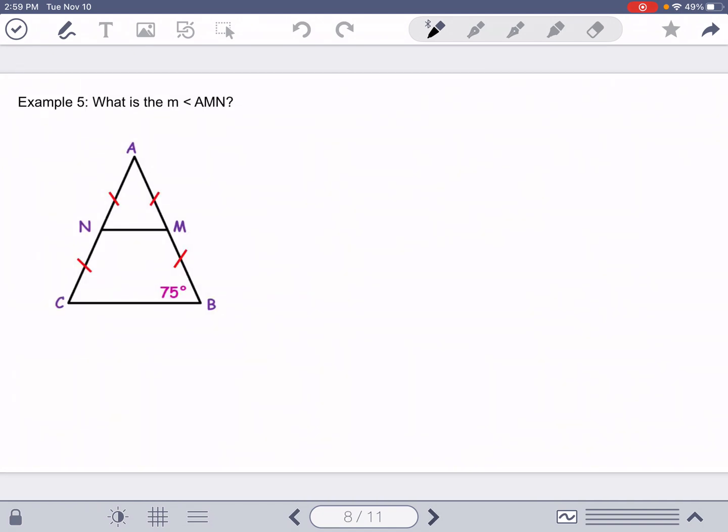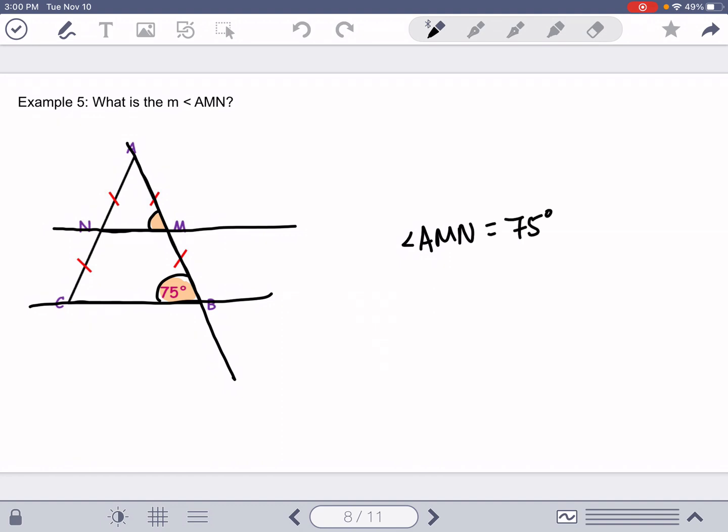All right, what is the measure of angle AMN? Well, let's see. AMN is here, and this is the angle that I'm given. So those have to have some sort of relationship. Here's my parallel lines, and then this is like the transversal. Okay, so what kind of angles were these? Right, they're corresponding. Corresponding angles are congruent. So angle AMN equals 75 degrees.